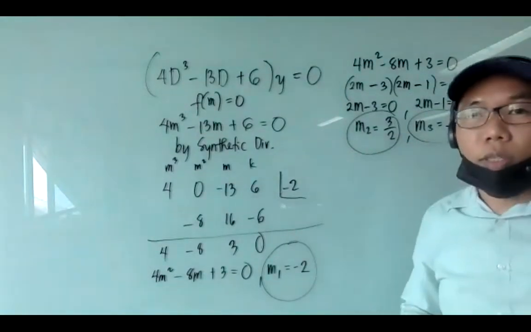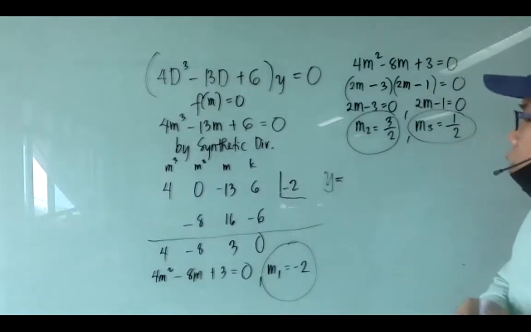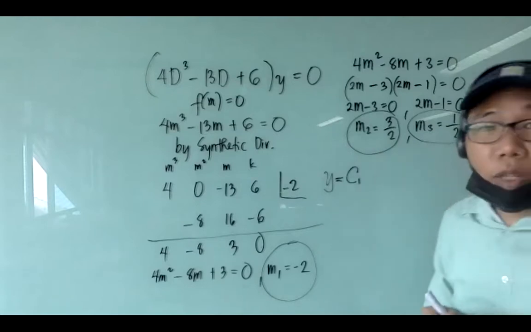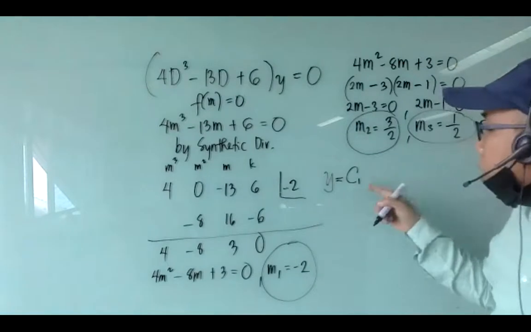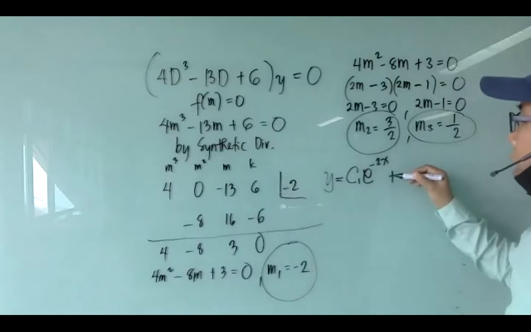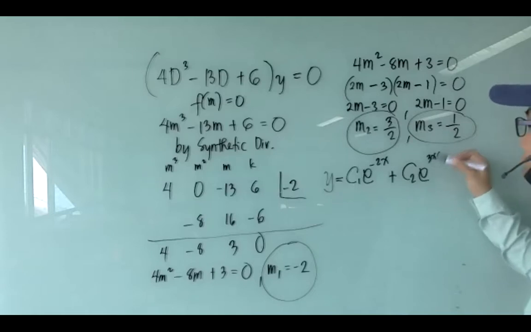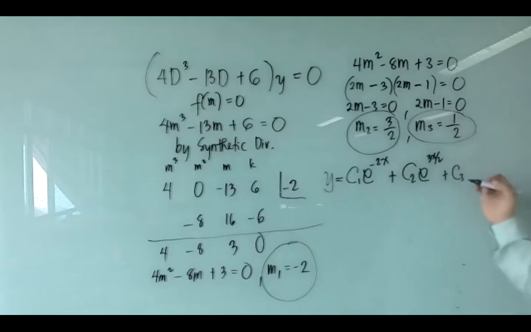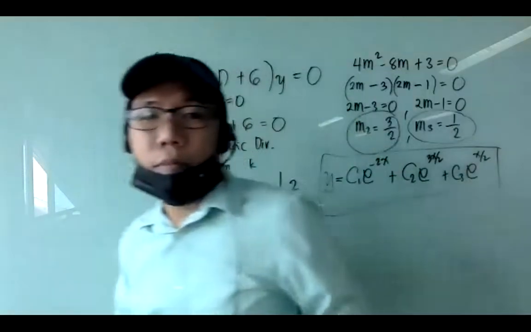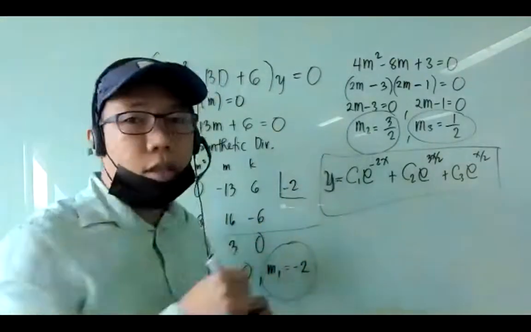So magkakaiba yung roots. Ayan, so ang solution nito therefore is y is equal to c sub 1. Tandaan, huwag kalimutan yung arbitrary constant. Okay? Ano yung root natin na una? So you have negative 2. So e raised to minus 2x plus c sub 2 e raised to 3 halves of x, or 3x over 2, plus c sub 3 e raised to x over 2. Kita pa ba itong y? So yan na.